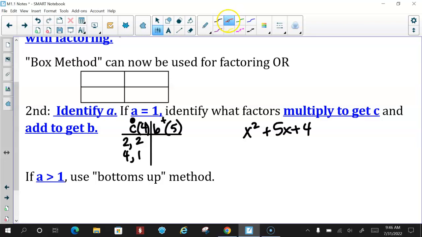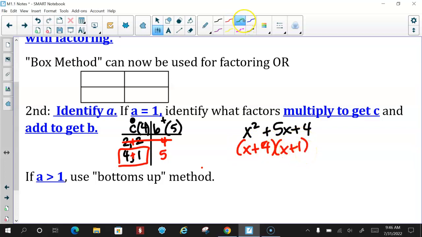Well, notice how 2 plus 2 is just 4. So 2 and 2 are not our factors, but 4 plus 1 is 5. So we have the factors of positive 4 and positive 1. So we would write that as x plus 4 and x plus 1.